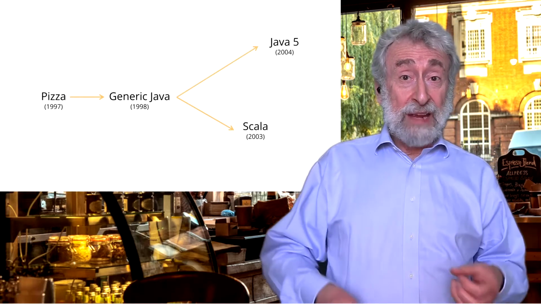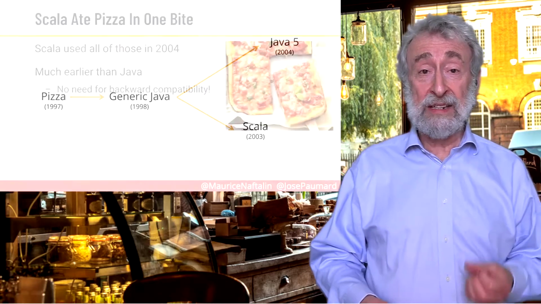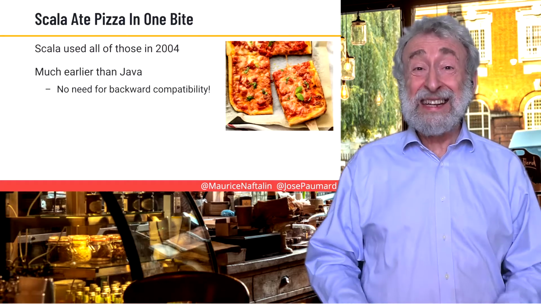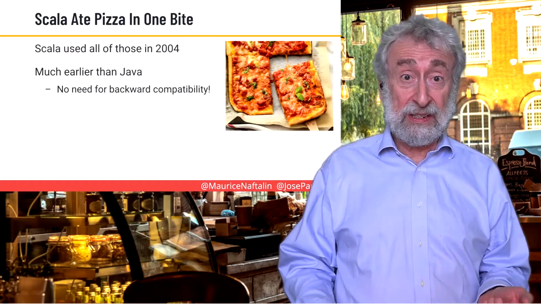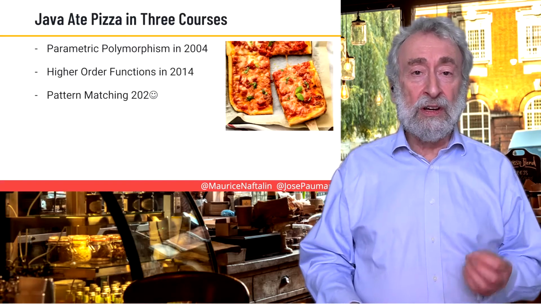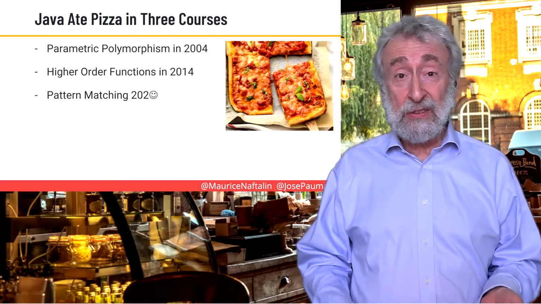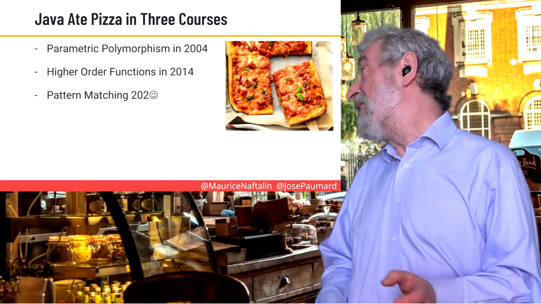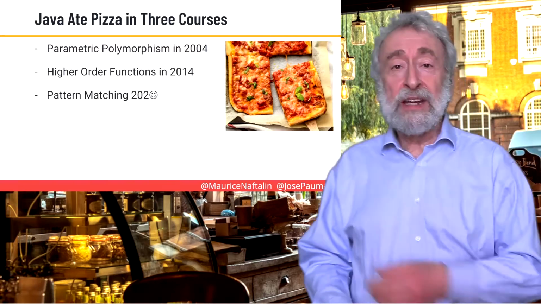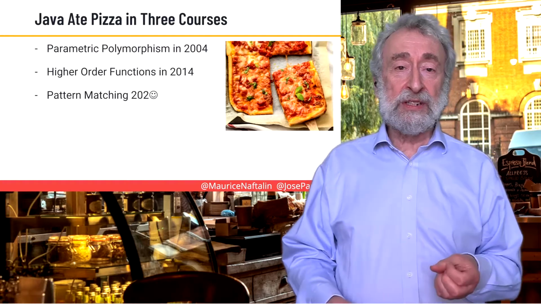So Scala was able to eat Pizza, the three features of functional languages, in one bite: generics, closures, and pattern matching, all in one go. But Java, by contrast, has taken three attempts to incorporate the ideas of Pizza. Parametric polymorphism, that's generics, in 2004, higher order functions or lambdas in 2014, and pattern matching in 20-, well, real soon now, right? Real soon, hopefully. Yeah. So José will be talking about that a lot later on. So let's have a look at each one of these features in a little more detail.